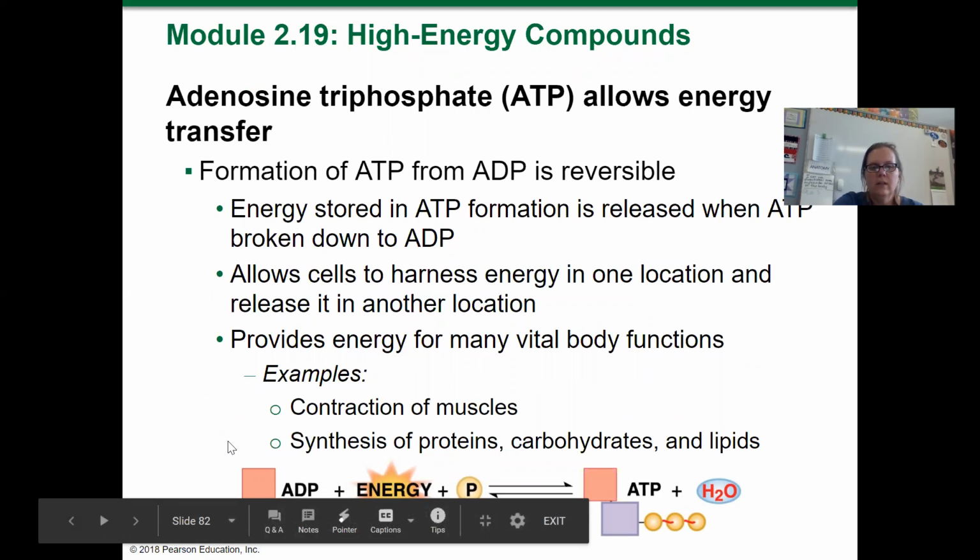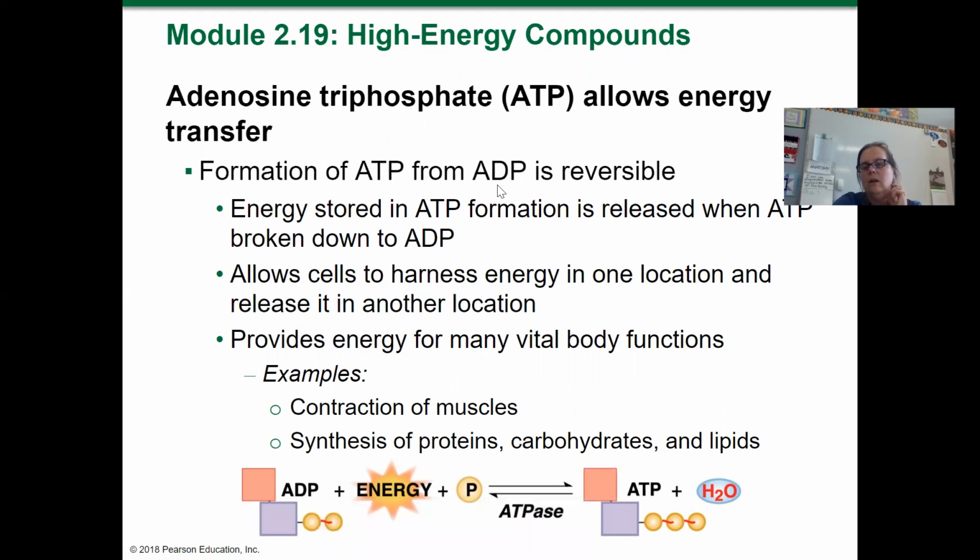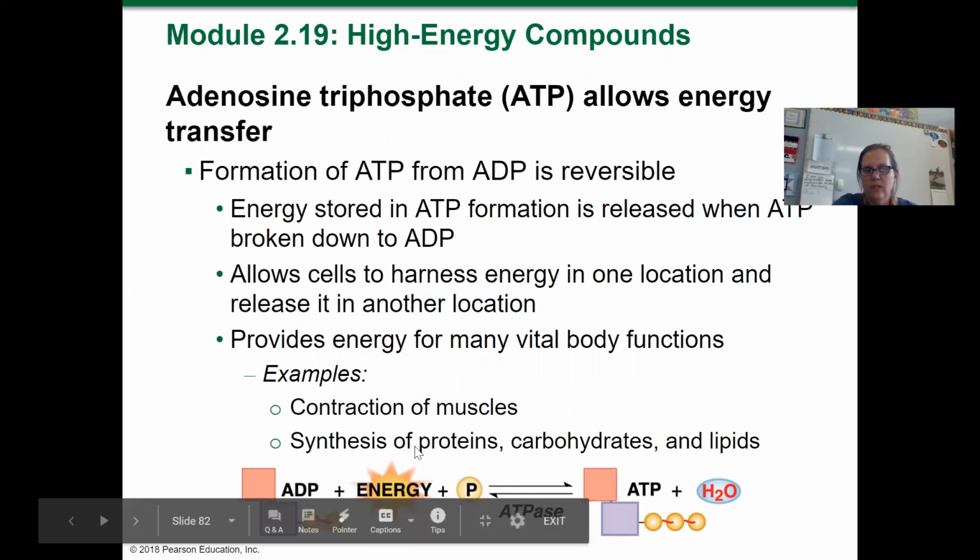Okay, this is an example of how ADP and ATP are formed during cellular respiration. This ADP comes in contact with another phosphate because here's the energy, and it'll put it together to ATP, okay? And then when we use that energy, the phosphate is lost to be recycled and we lose energy. So this is a reversible reaction.